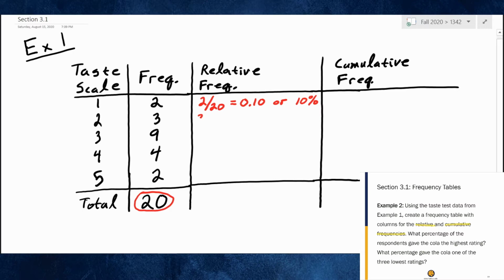The next one down would be a 3 divided by 20. That, when you divide as a decimal, you get 0.15, or as a percentage, that would be 15%.